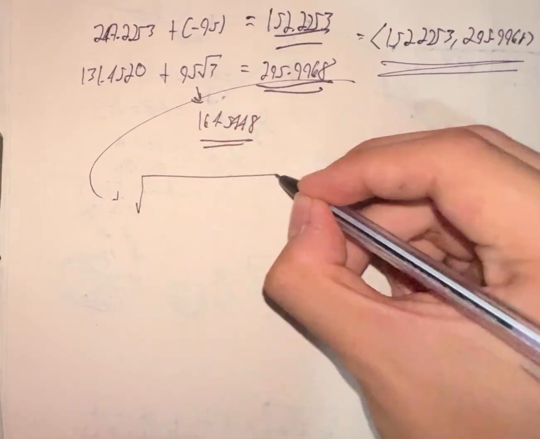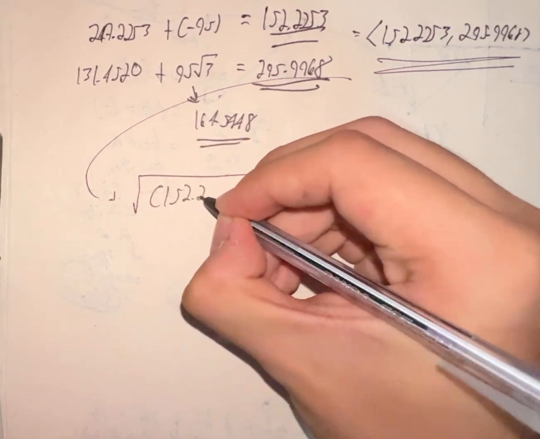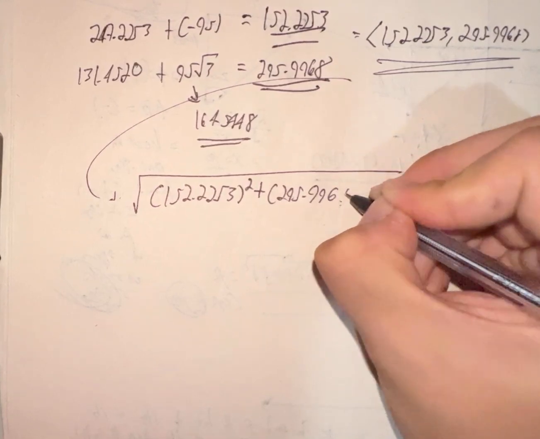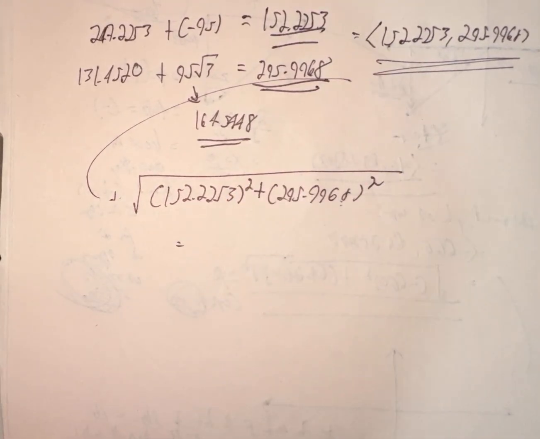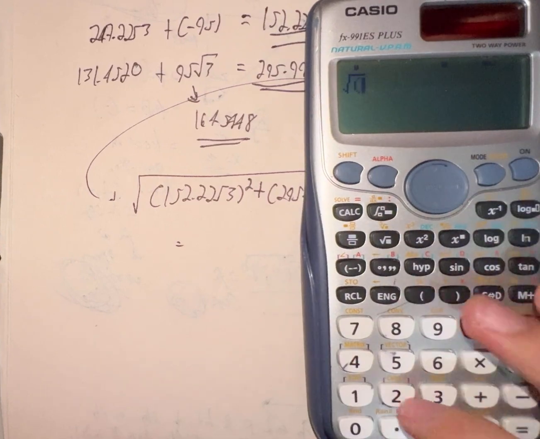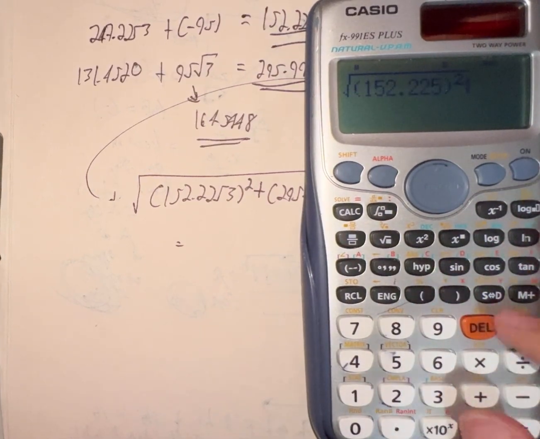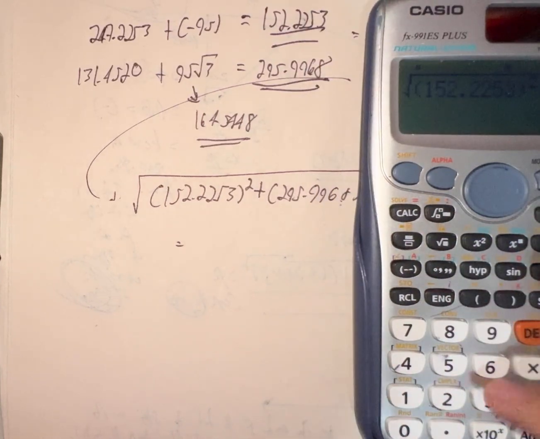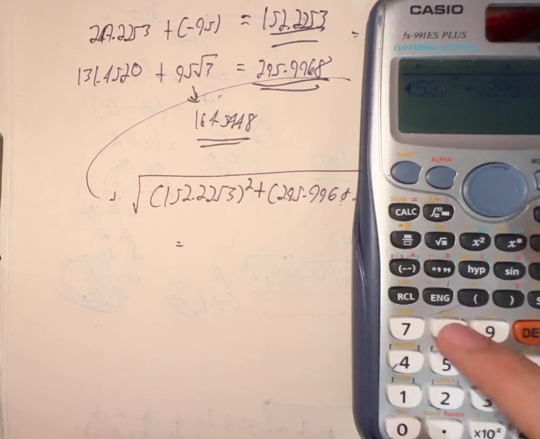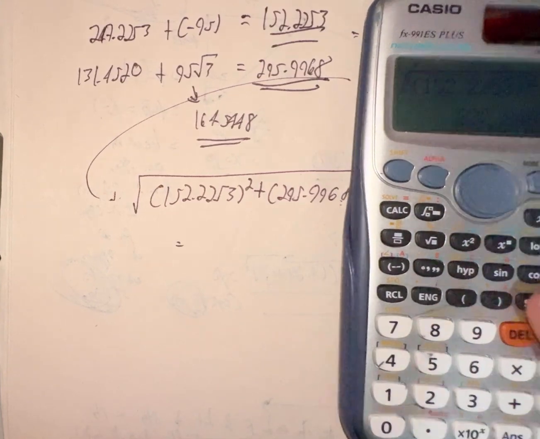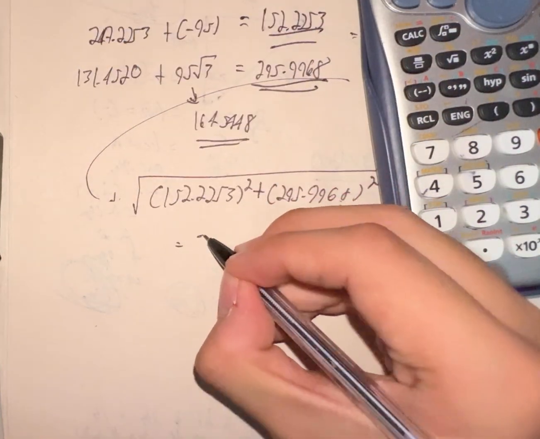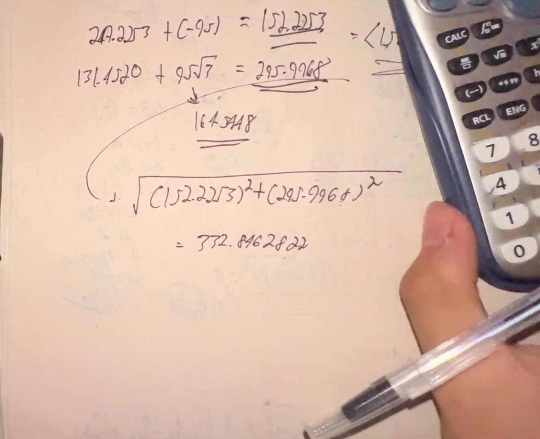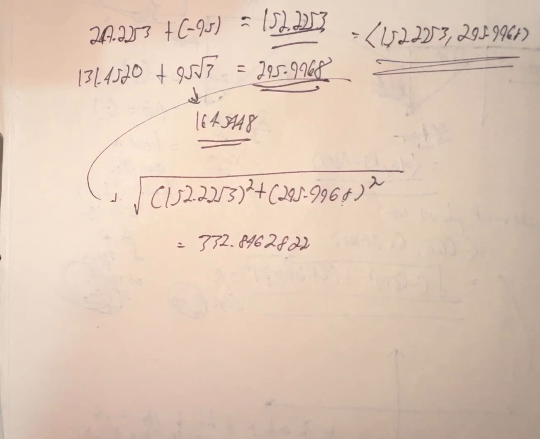So using the Pythagorean theorem, 152.2253 squared plus 295.9968 squared is equal to 332.8462822, and our unit would be kilometers.